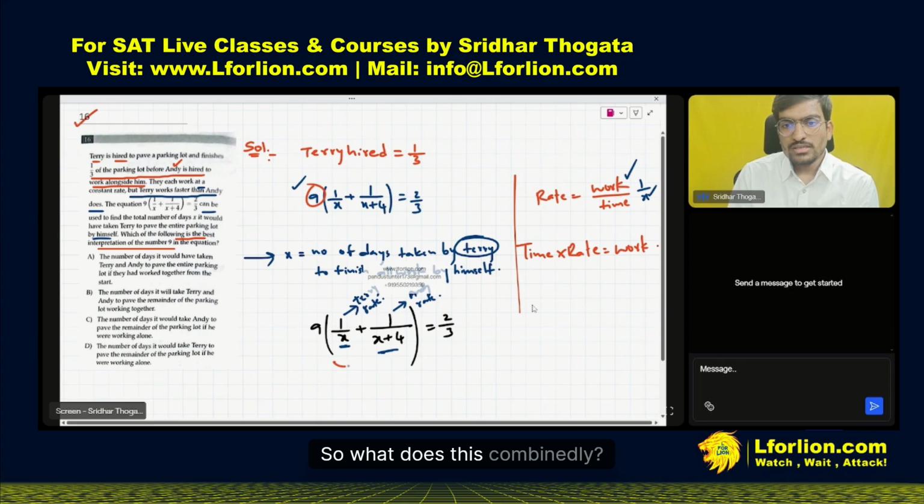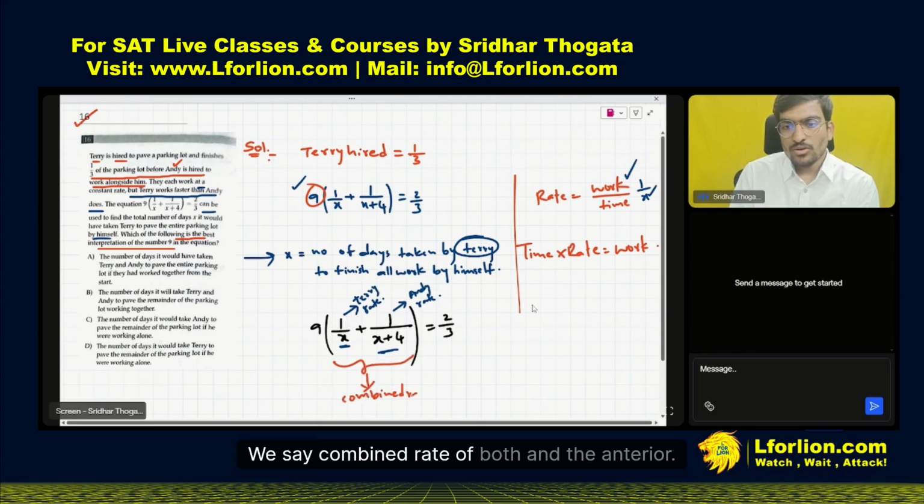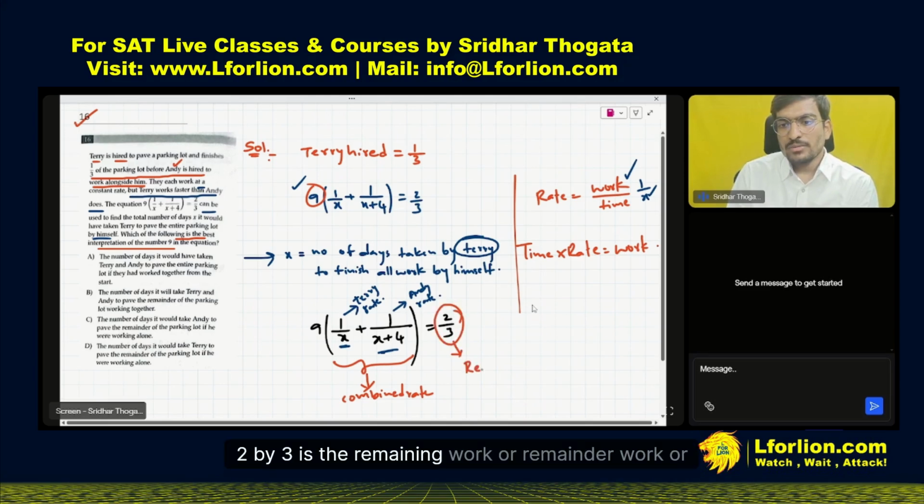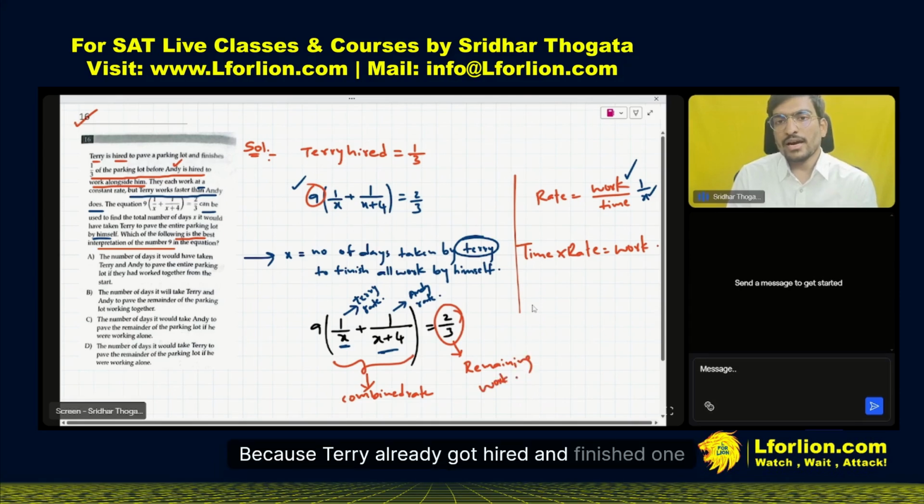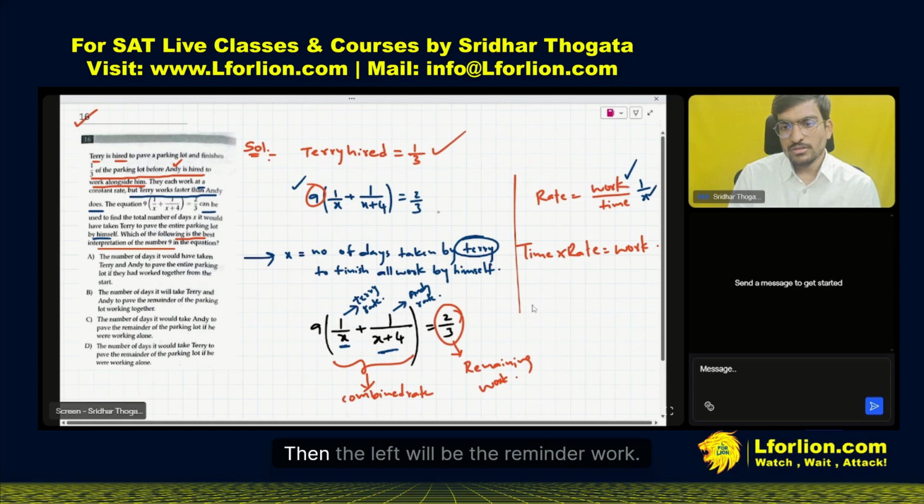So what does this do combinedly? We say combined rate of both Andy and Terry. So what is this 2 by 3? 2 by 3 is the remaining work, or remainder work. Why? Because Terry already got hired and finished 1/3 of the work. Then the left will be the remainder work.